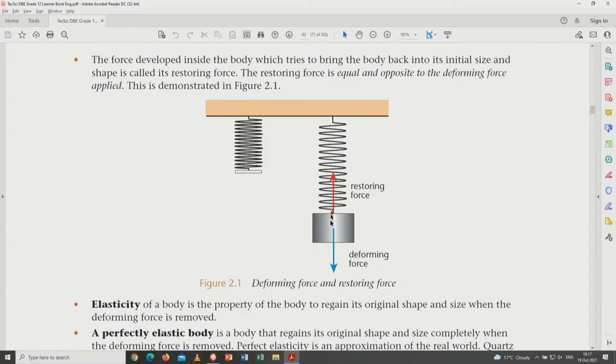But to keep this spring in equilibrium, there must be a force that acts in the opposite direction on the spring, and that is a restoring force. Notice that if this mass stays in the same position or is stationary, then the restoring force by the spring will be equal to the deforming force, but they will be acting in opposite directions. So the restoring force will be equal in magnitude to the deforming force, but it will be acting in the opposite direction. If we are saying the deforming force is acting downwards, then the restoring force will be acting upwards, trying to restore the original shape of the spring.